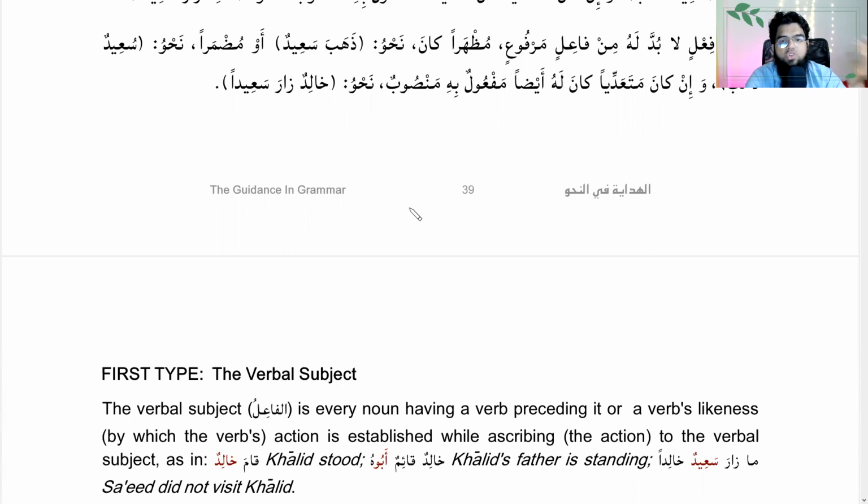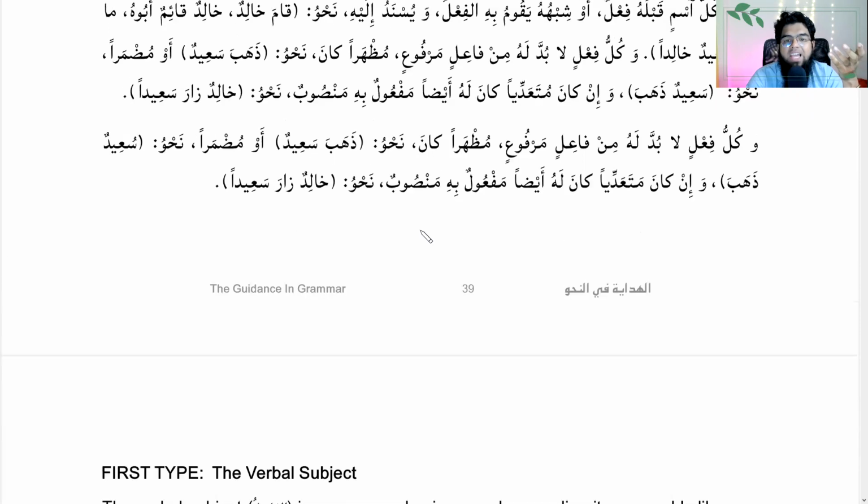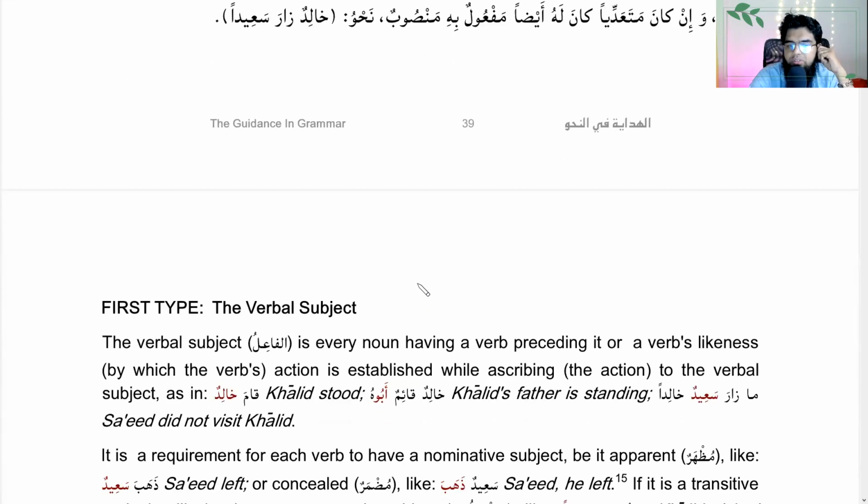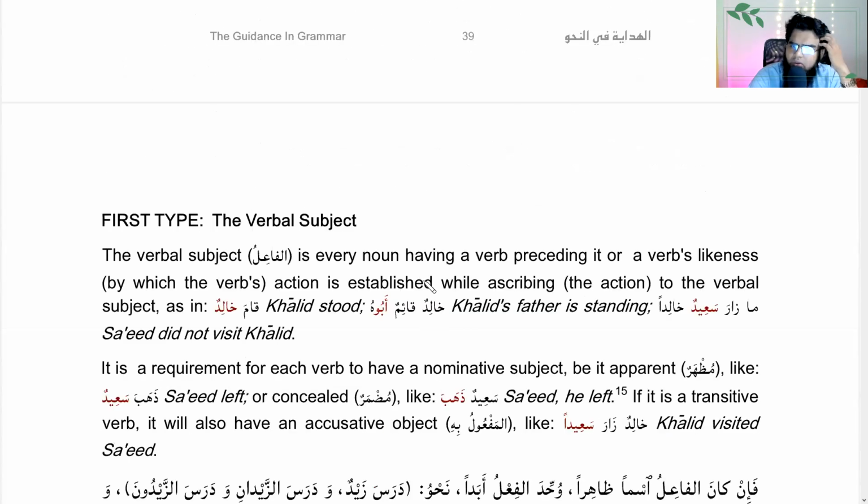You're making isnad to him, joining something to Hamid. Hamid is poor, and poor is musnad bihi, or just musnad, and you're giving news through it. So fa'il is also musnad ilayhi. If you say ja'a Zaidun, you're making an ascription to Zaid that he came. So you're making a link to Zaid. So it is musnad ilayhi, he says. Wa yusnadu ilayhi.